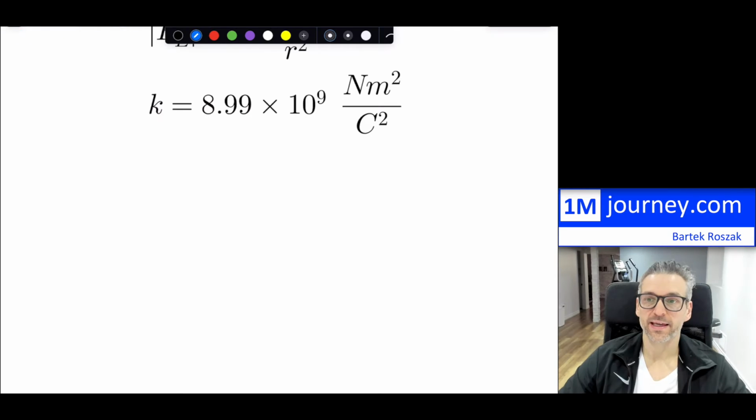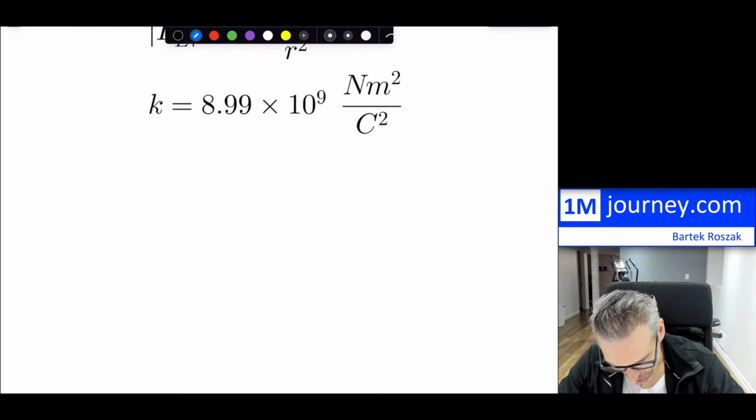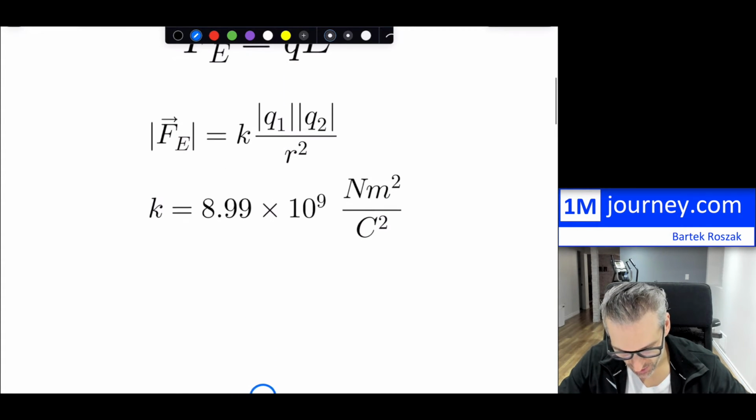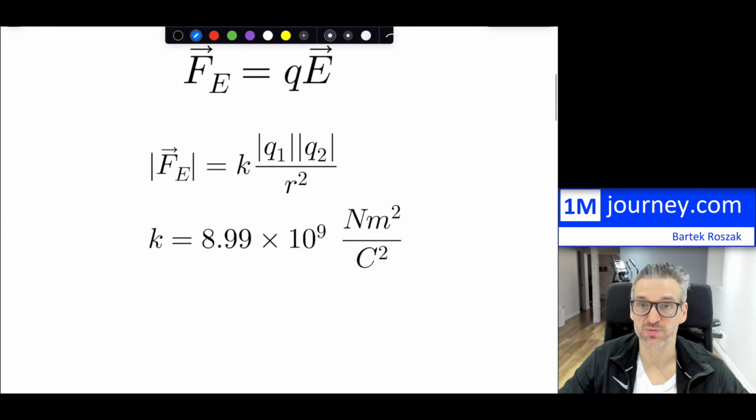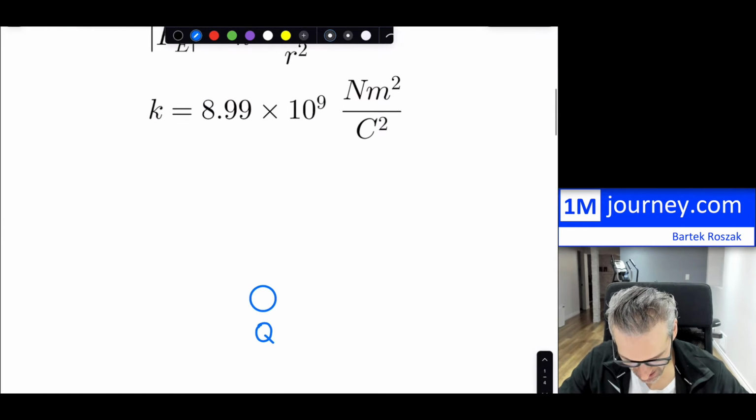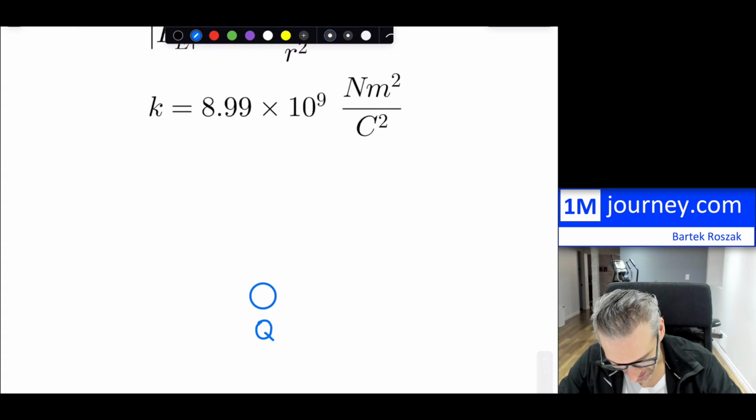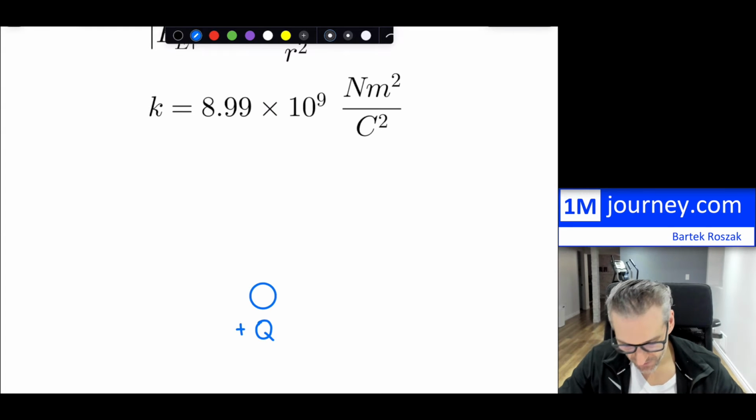So let's dive in. I'm going to take a charge. Let's imagine that we have a charge. I'm going to call this capital Q so it doesn't really sway into any of these Q1, Q2s or the smaller q for the moment. But let's imagine that we have a charge, and let's imagine that it is positive.